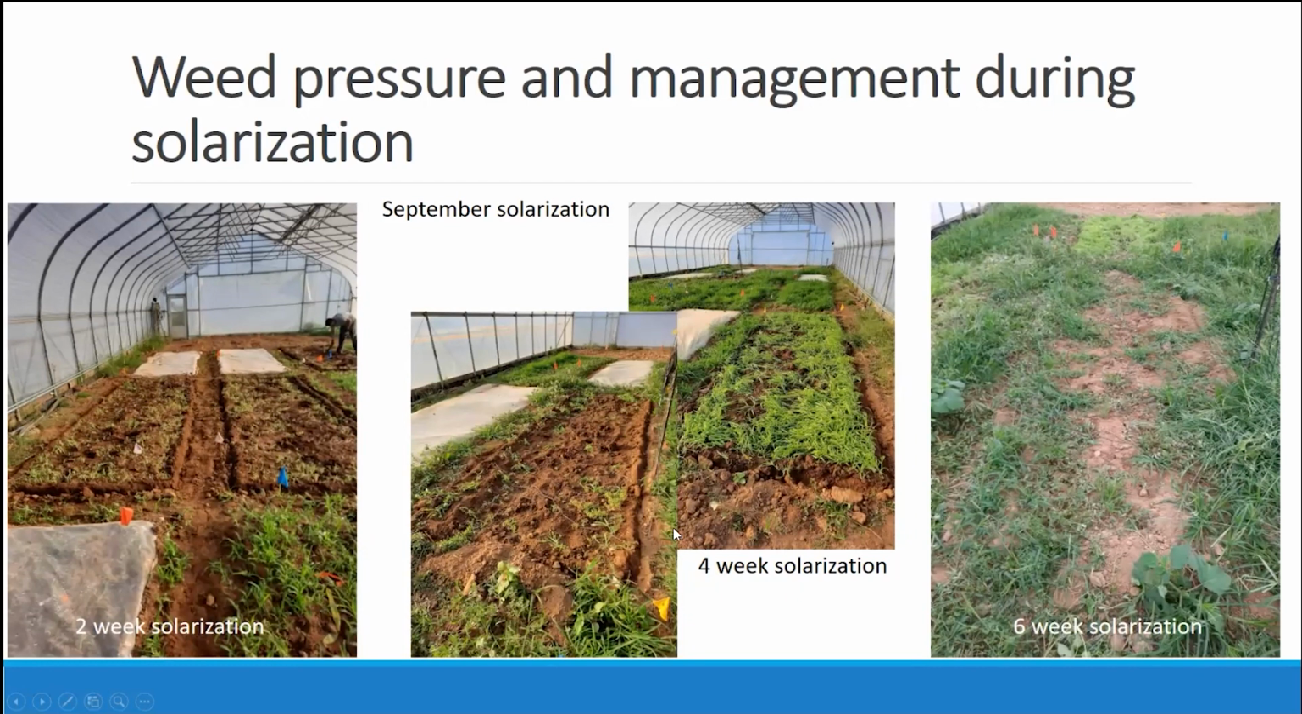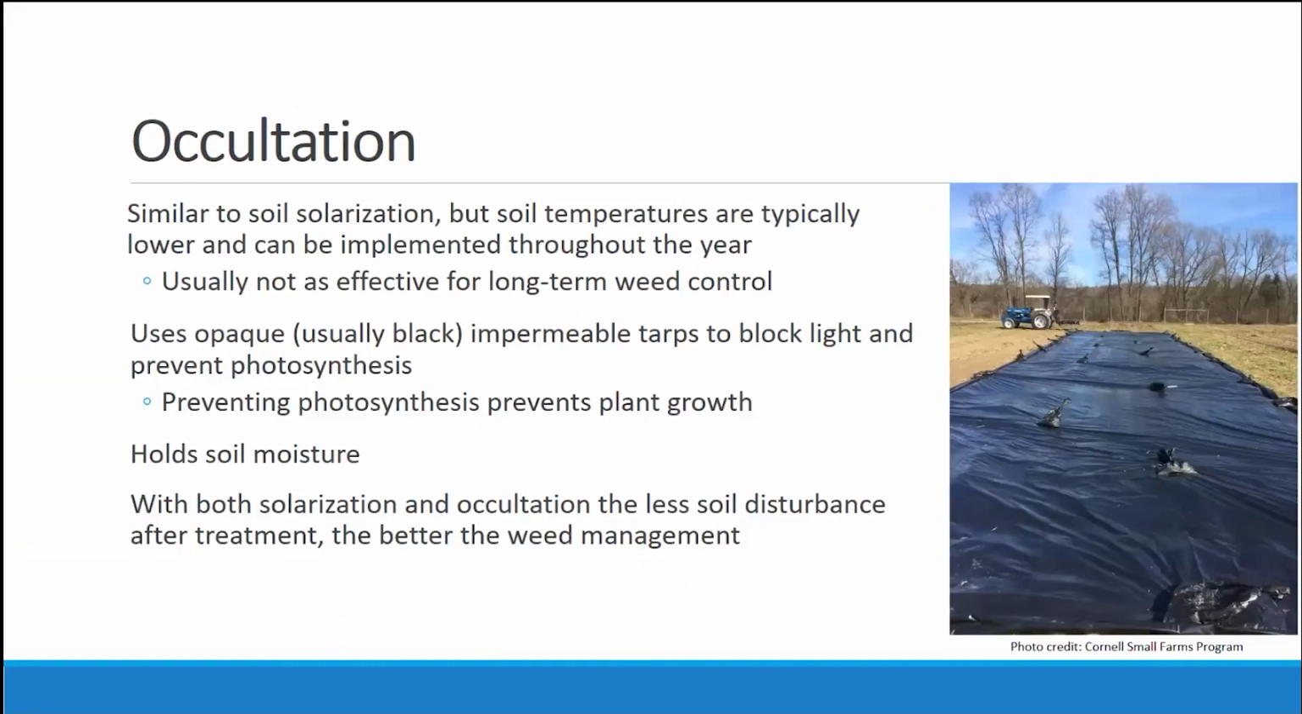2 week solarization, 4 week solarization, 6 week solarization. We just really, as far as weeds go, it was not great. It actually seemed like a really excellent way to grow grass, if I'm being honest. So keep that in mind. Timing matters with soil solarization. It can be super effective, but the timing really does matter. The temperatures you reach do matter.